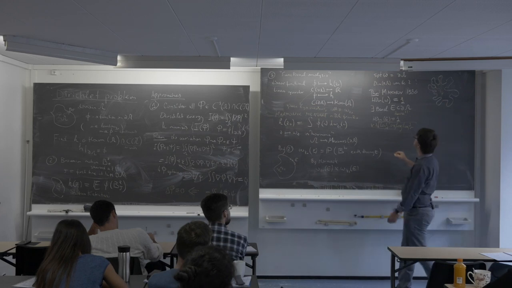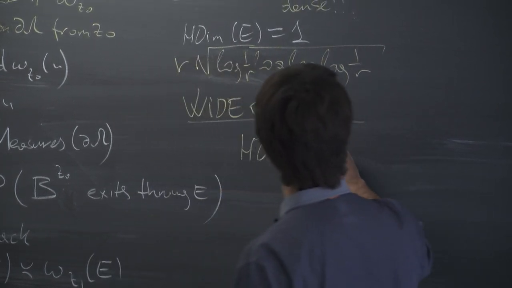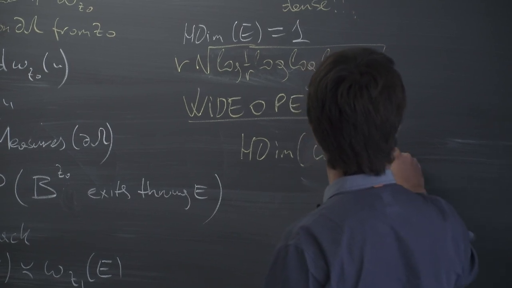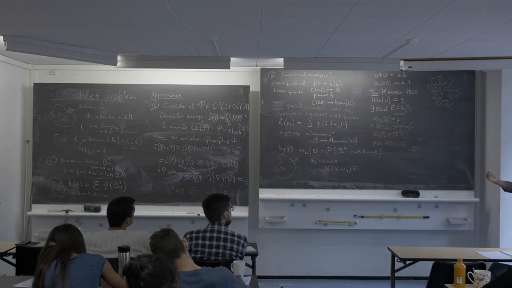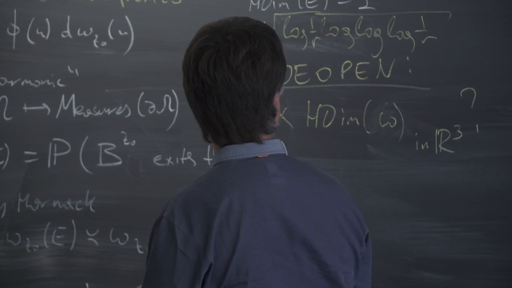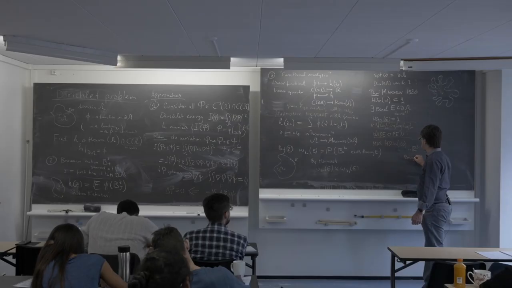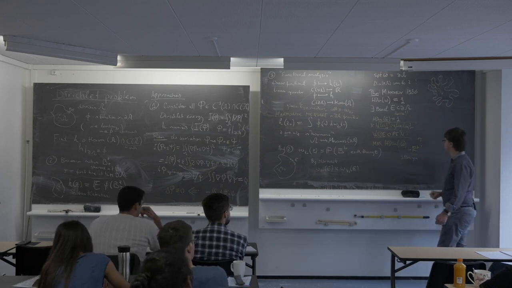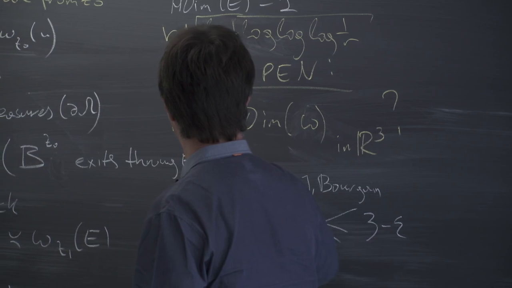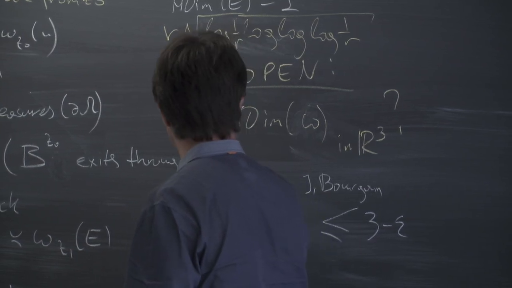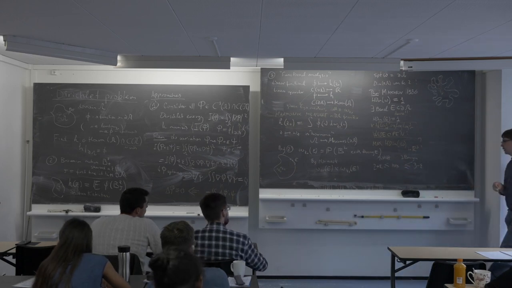Okay, so what is the wide open question? What is the Hausdorff dimension of omega in R3? No one knows. When Makarov proved his theorem, first people thought that maybe it's also dimension two. But there are famous results by a couple of famous people. Jean Bourgain, who unfortunately died this year, was one of the Belgian analysts, one of the best. He proved that it's smaller than 3 minus epsilon. And then Tom Wolff, an American analyst, who died in a car crash. So the maximum over all domains is not 3, not 2. It's something in between.